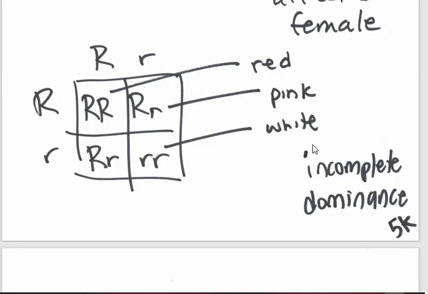So what do you call it when you can have a blend between the homozygous dominant and homozygous recessive outcome? What is this called? Often noted in flowers.